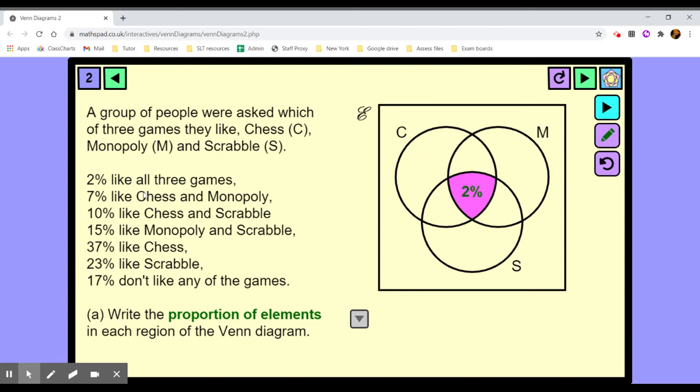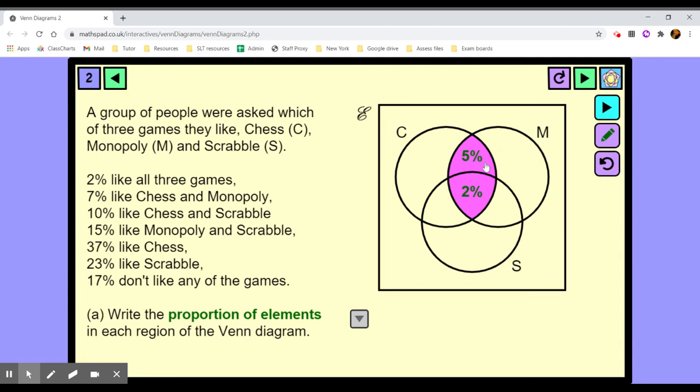We then know that 7% like chess and Monopoly. Well, the chess and Monopoly section are those two. So altogether in those two, it needs to be 7. We've used 2% up here, so the remaining 5% will go in the other section.